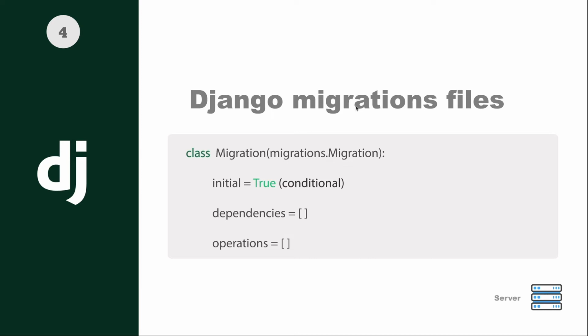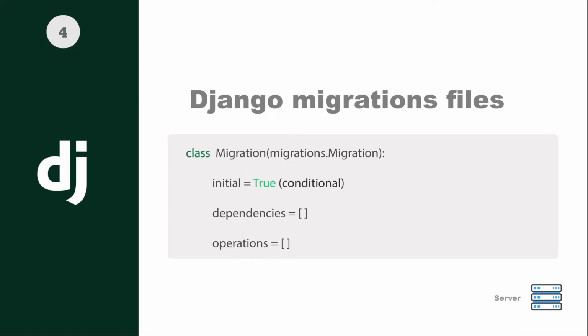Okay, let's talk about migration files. A migration file is simply a Python file that contains a class called Migration, and within this class we have some properties. We can have an initial property set to true, which is conditional. Not all migrations should have an initial attribute.